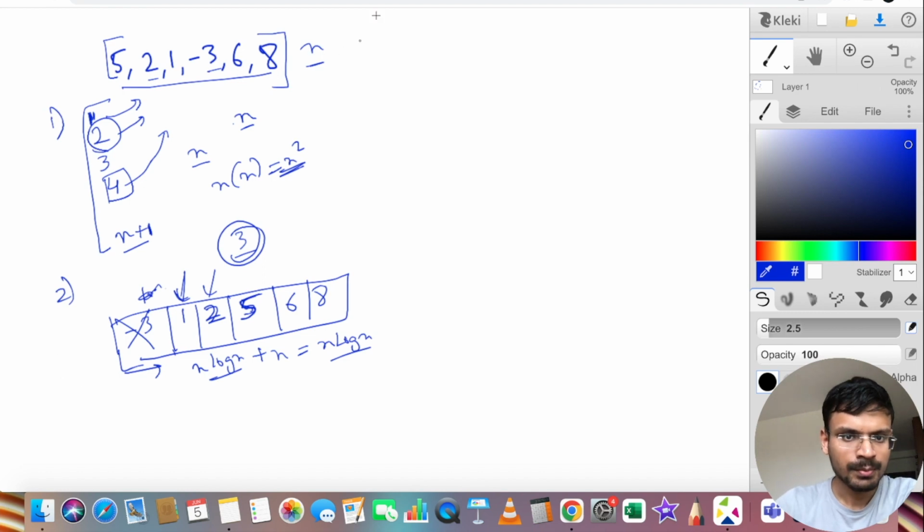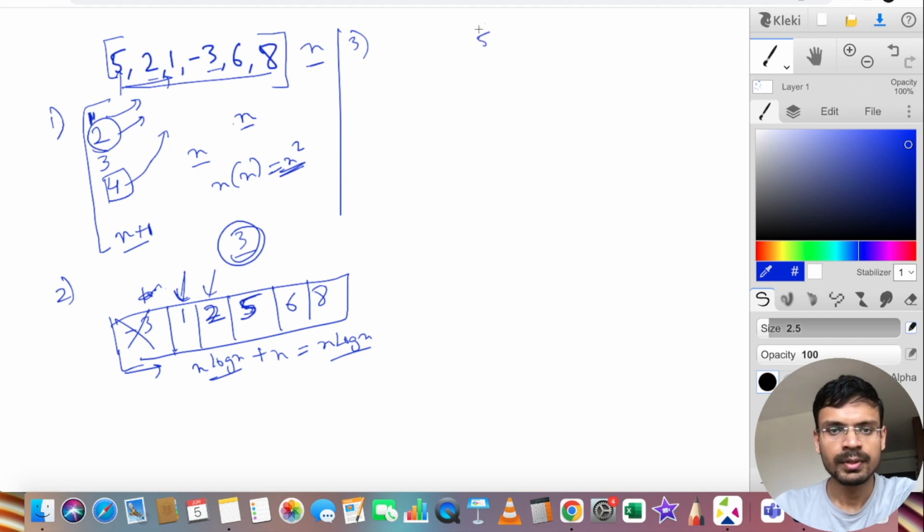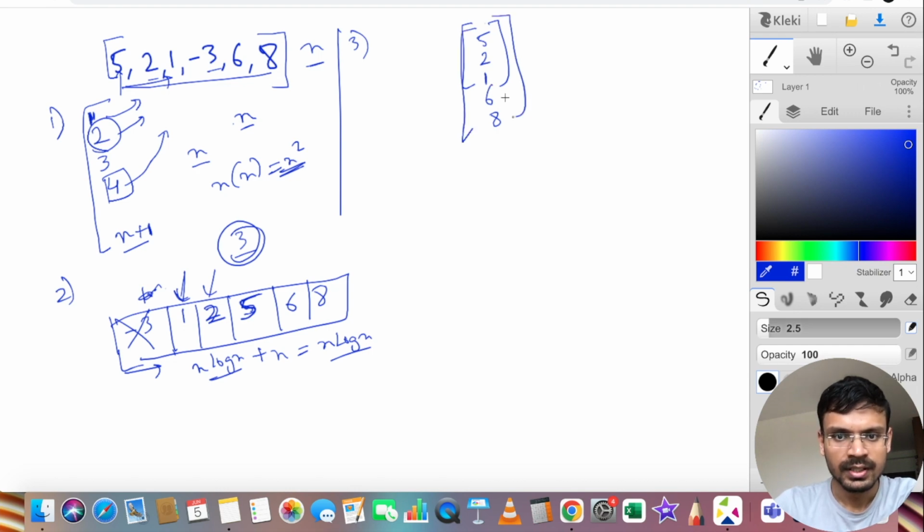The third approach to this problem can be if we somehow use a set over here, right? So what we can do is we can iterate over this input array, and whenever we encounter a positive element, we can put that element into a set. So we encounter 5 first, we put that into a set. Set is nothing but a hash table. So 5 we have put into the set, then comes 2, then 1. Minus 3 is not a positive element, so we don't put it into a set. Then comes 6, we put into a set. Then comes 8, then we insert 8 into the set, to the hash table, right?